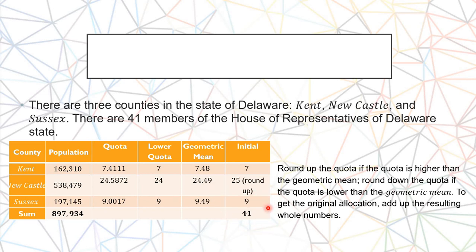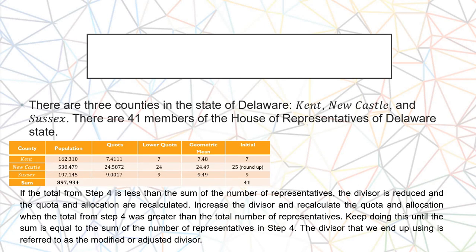So we were able to get 41. In case this will not add up to 41, what will we do? It is suggested that the divisor is reduced and the quota and allocations are recalculated. So more or less, there's a similarity to the previous methods that were introduced, until such time that you arrive at the target number of representatives here.